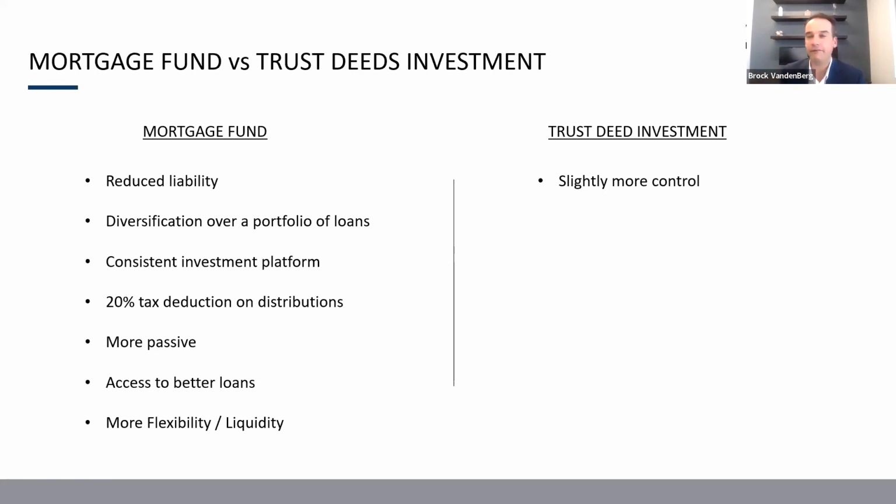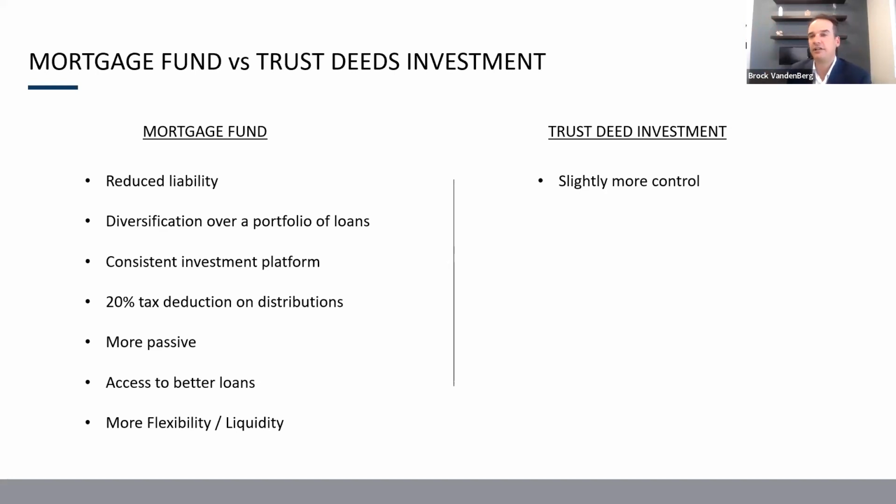Number three, consistent investment platform. If you invest in trust deeds, you're probably familiar with the fact that you have a payoff, then you've got to get that money back out. The problem is, between the time you get your payoff and the time you get the money back out, you're not earning any income. It's just dead money sitting in a checking account. In a mortgage fund, your money is always working for you. No matter if a loan pays off in the fund, you're always getting that consistent income.